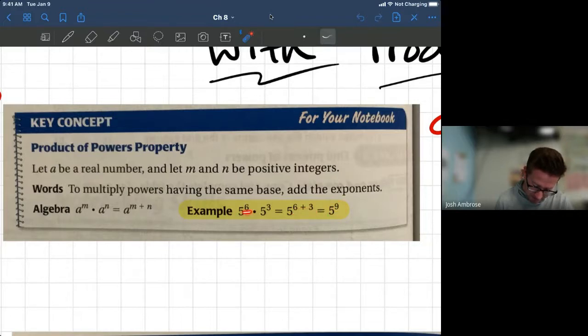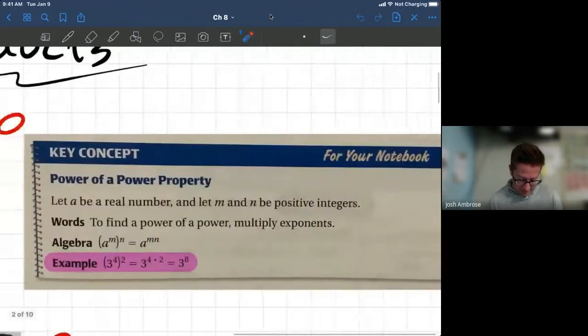6 plus 3, represented right here, is what's going to give you 9, and the whole thing having the same base is just 5 to the power of 9. And then you could go one step further and actually figure out what that is. So this is when you have the same base number. Let's take a look at the next one.